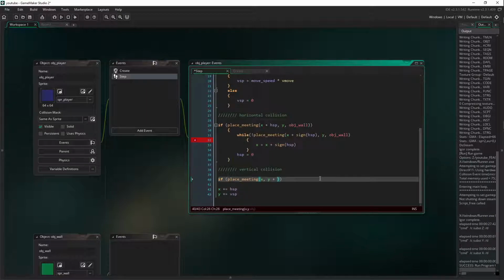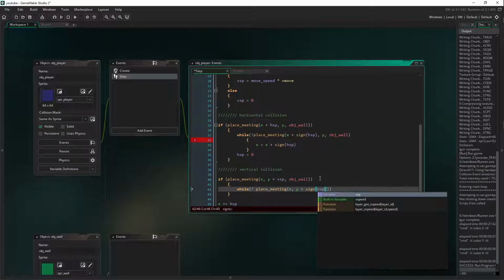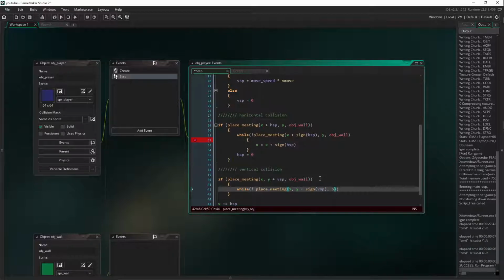plus vsp, and I'm sure you're seeing the pattern by now, with obj_wall, we're gonna open up a pair of brackets, and we're gonna put pretty much the same while statement in here, while not place_meeting of x comma y plus the sign of vsp comma obj_wall.